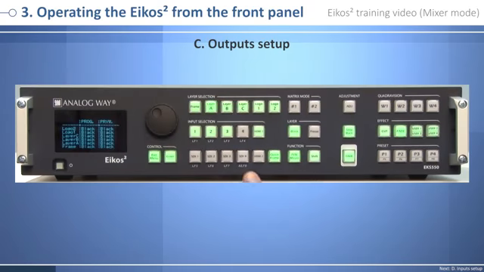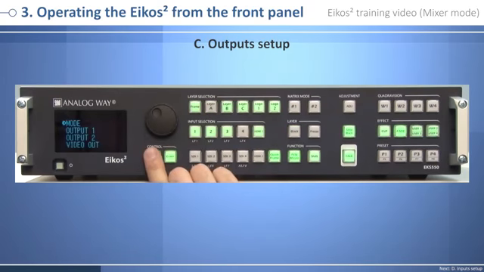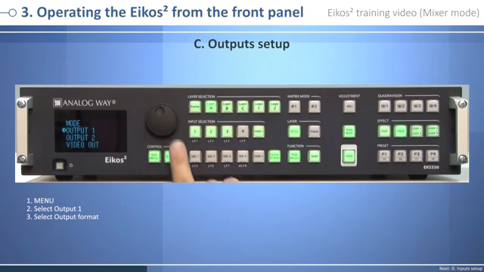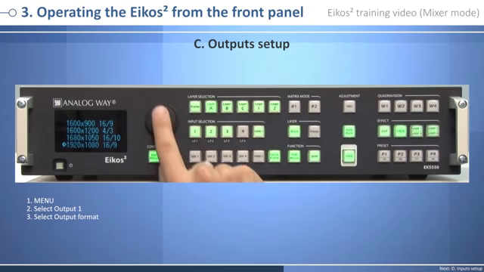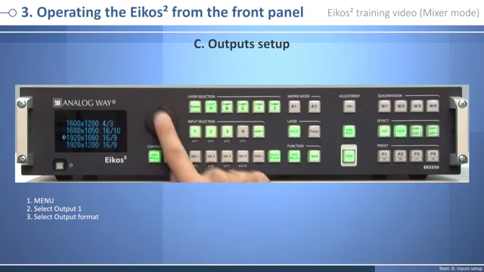Output Setup. To set up the output, press Exit Menu. Select Output Number 1, Program Menu. Press Enter, choose the adapted format and rate, then press Enter. For further details on settings, please refer to the user manual.